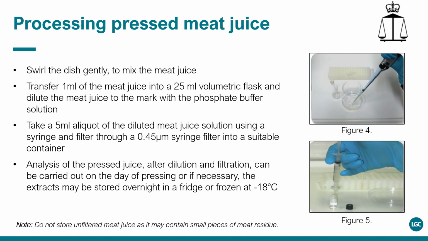After allowing the juice to drip into the petri dish for 10 minutes, remove the dish from under the press and swirl it to mix the juice that's been obtained. Transfer 1 milliliter of the juice to a 25 milliliter volumetric flask and dilute the juice to a volume of 25 milliliters with phosphate buffer. Filter a necessary milliliter aliquot of the diluted juice through a 0.45 micrometer syringe filter, as illustrated in figures 4 and 5.